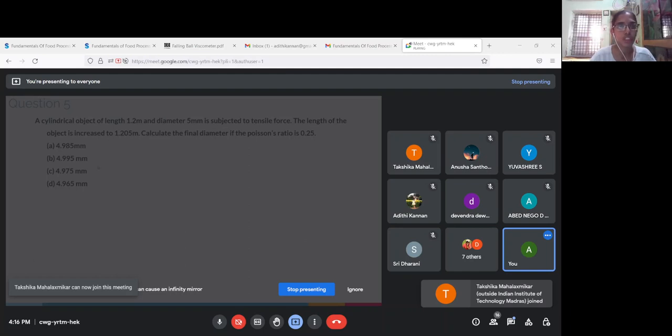A cylindrical object of length 1.2 meter and diameter 5 millimeter is subject to a tensile force. That is, you're trying to elongate the cylindrical object. The length of the object is increased to 1.205 meter. Calculate the final diameter if the Poisson's ratio is 0.25. So you guys know, even if you don't have a calculator, can one of you tell me how to proceed with this kind of a problem?